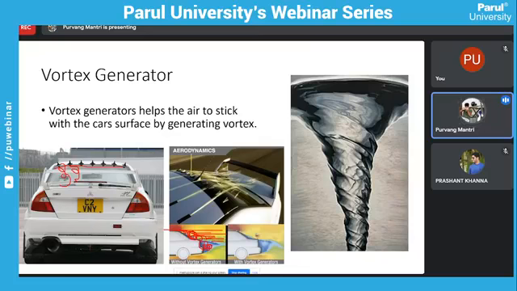And at times, if you have seen, because of this flow separation point, when you're going on highways, the dust gets accumulated on the rear end of the vehicle, on the boot door. This is because of the same reason: the low pressure region is generated behind the rear end of the car, and the high pressure air twirls back and gets attracted towards the low pressure air, and it simultaneously picks up some dirt from the road surface and gets accumulated on the rear end of the vehicle. So vortex generators help the air stick with the car surface by generating a vortex of such kind.